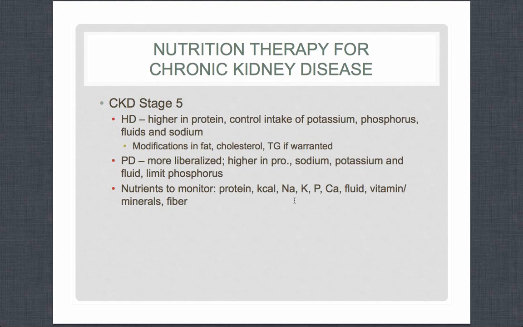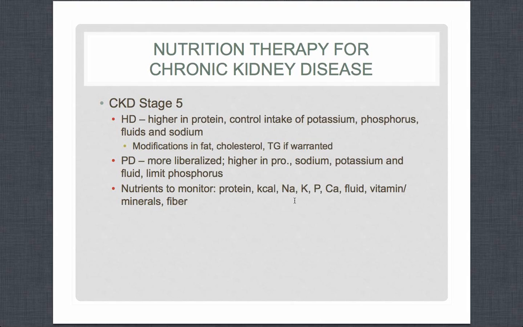In stage 5, diets can go much higher in protein. You have to then control intake of potassium, phosphorus, fluids, and sodium. And peritoneal dialysis, I doubt you'll encounter, but it is more liberalized, can be much higher in protein, and can also be much higher in sodium, potassium, and other fluids, but limiting phosphorus becomes important. I've never managed a patient with peritoneal dialysis, so that's a little bit out of my experience.